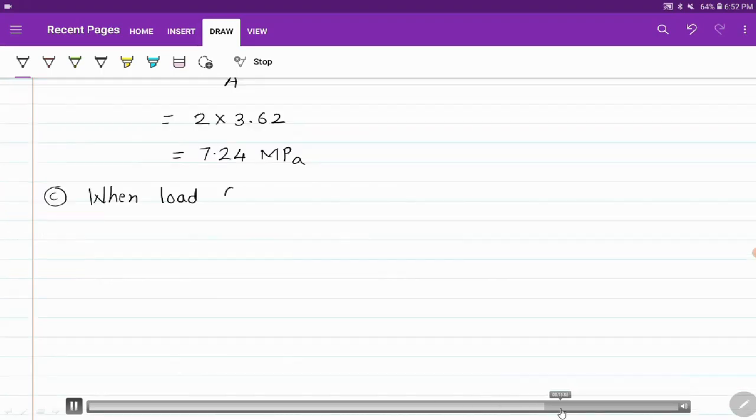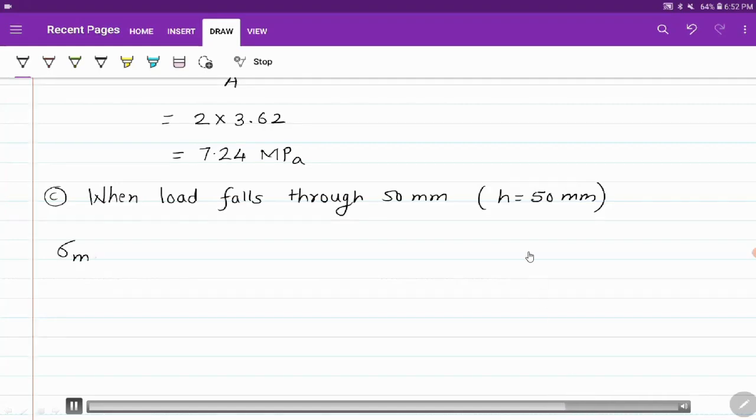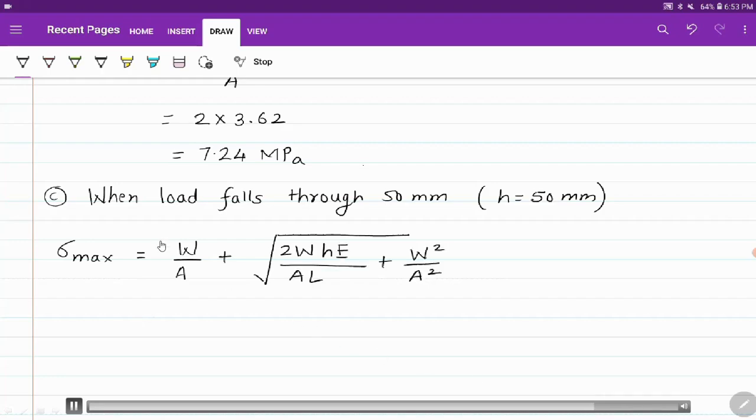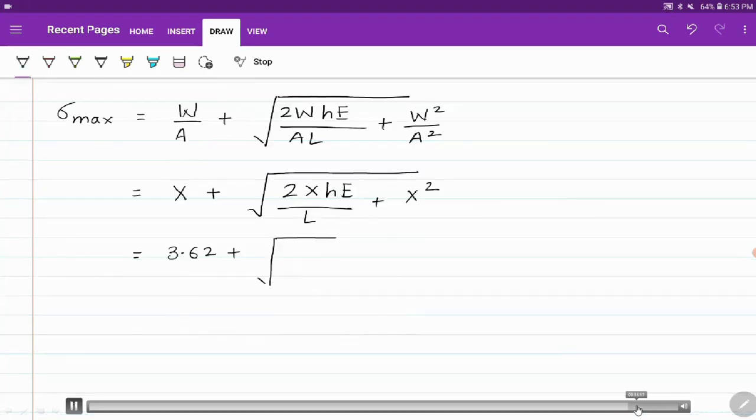And the last case is the case of load falling from a certain height, that is impact loading. So H is equal to 50 mm. So sigma max will be equal to W upon A plus square root of WHE upon AL plus W square upon A square under the root. W upon A is nothing but X. So this is 2XHE by L plus X square. Substitute the value of X.